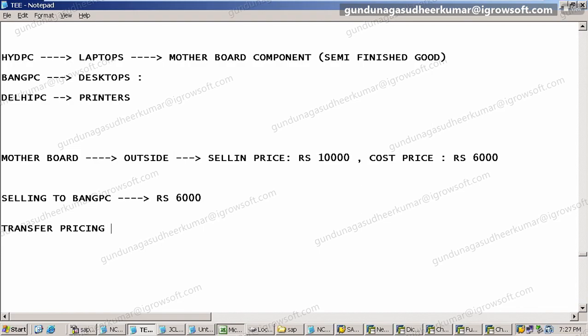So now we have to decide, na? Now we cannot sell for 10,000, that is also not correct. We cannot sell it for 6,000, also not correct. So we will sit and decide the transfer price. Correct? 8,000. Somewhere 8,000, yeah? So that is what it is.